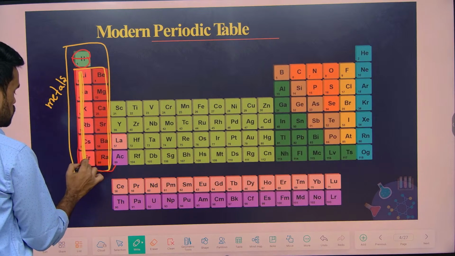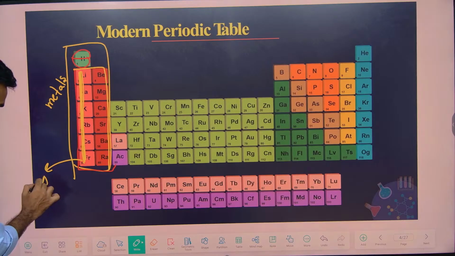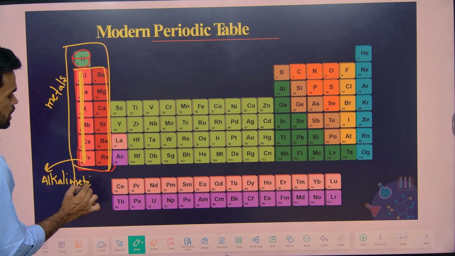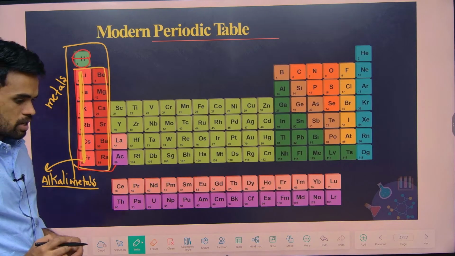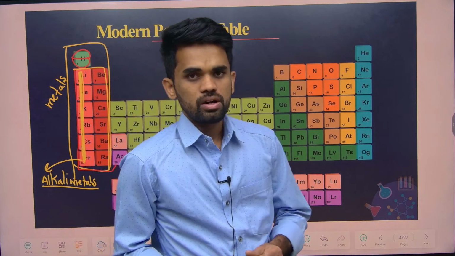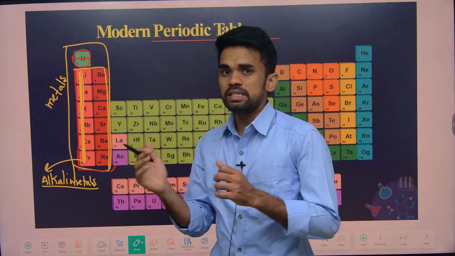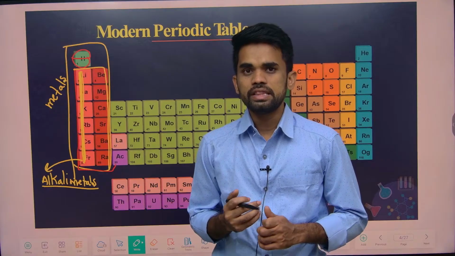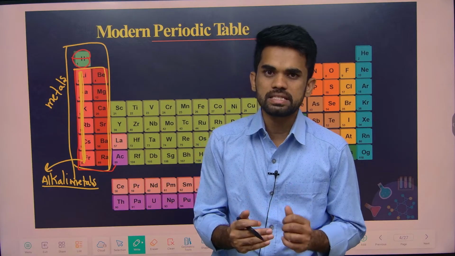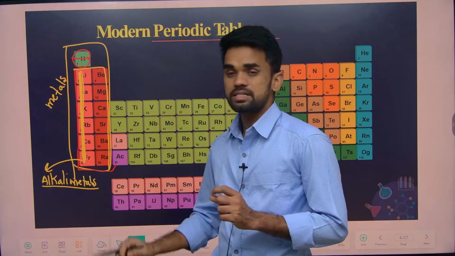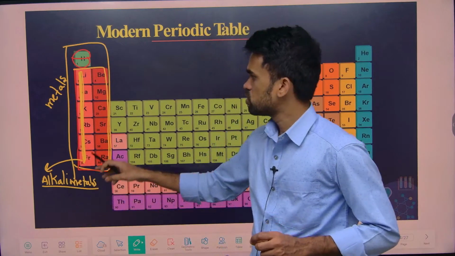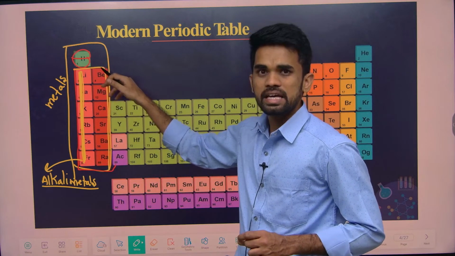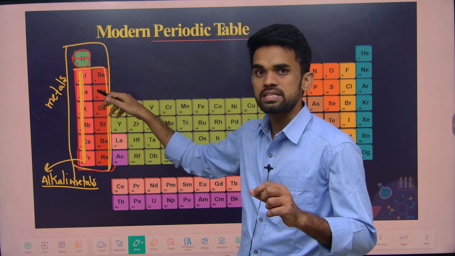So these are called alkali metals. Why are they called alkali metals? Because these metals, when they react with water or any other substances, especially water, form hydroxides, like bases. Bases are called alkalis. So, alkali metals. These also form bases, and they exist in the earth crust as oxides.